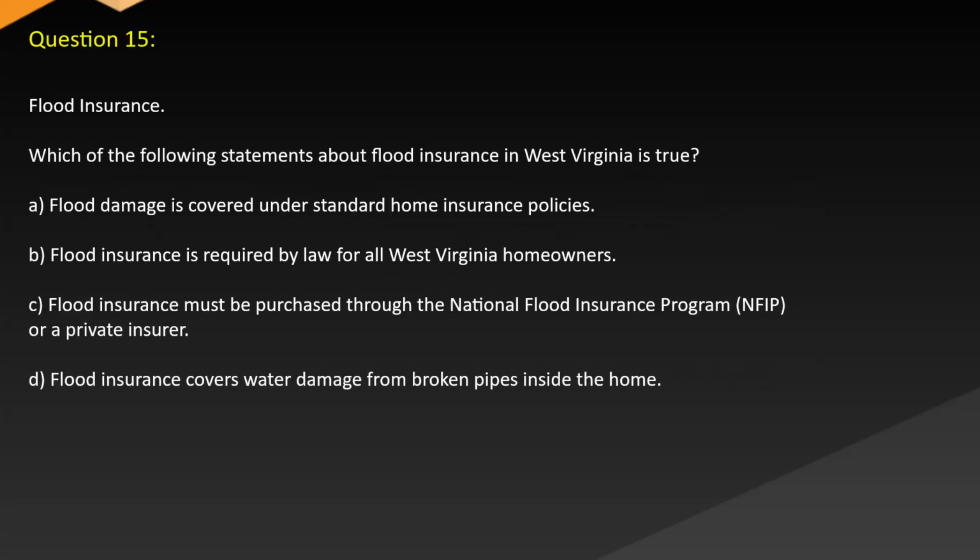Question 15. Flood insurance. Which of the following statements about flood insurance in West Virginia is true? A. Flood damage is covered under standard home insurance policies. B. Flood insurance is required by law for all West Virginia homeowners. C. Flood insurance must be purchased through the National Flood Insurance Program, NFIP, or a private insurer. D. Flood insurance covers water damage from broken pipes inside the home.